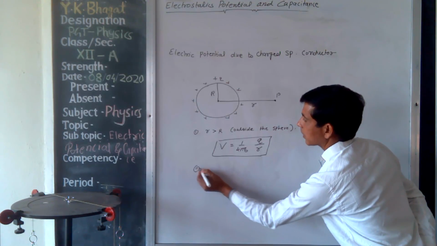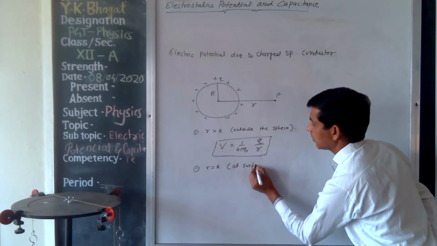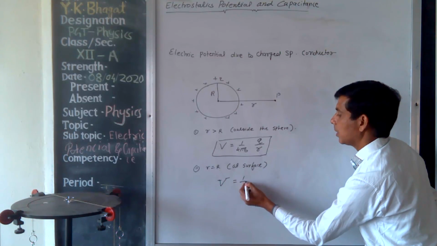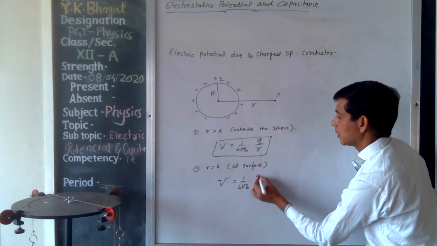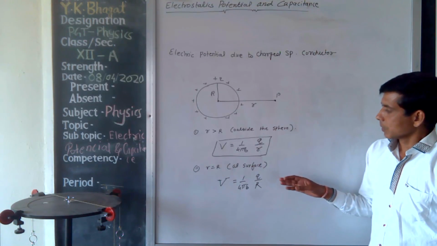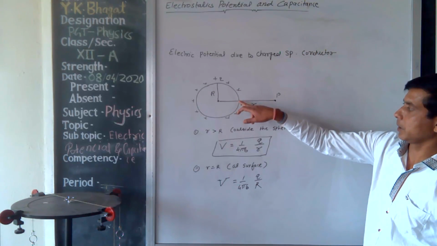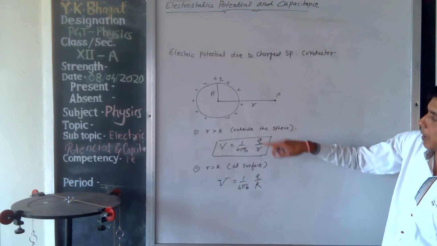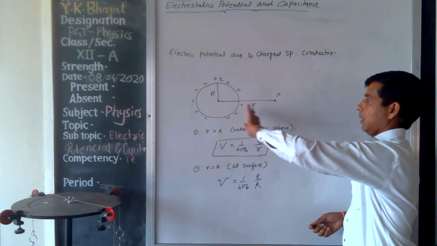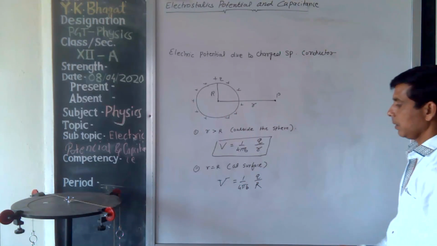In the second case, r equal to R, that means at the surface of the sphere. At the surface, it becomes 1 upon 4 pi epsilon naught, q by R. So when the distance decreases, the potential increases.